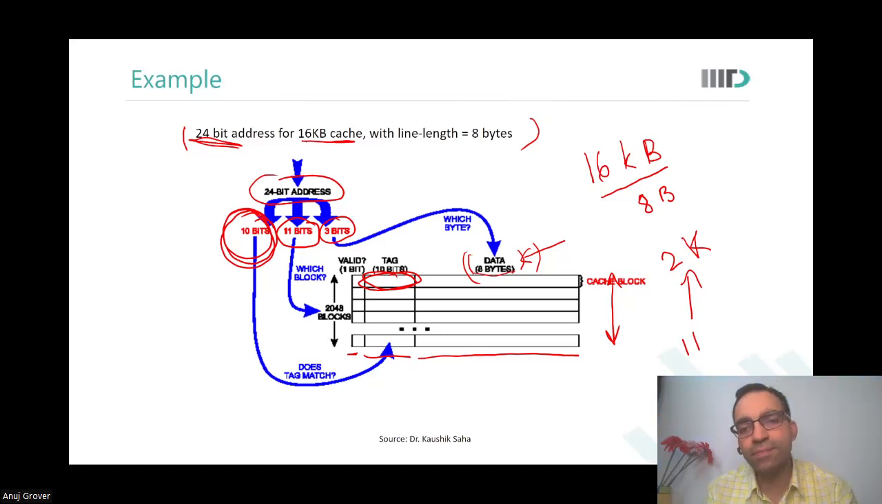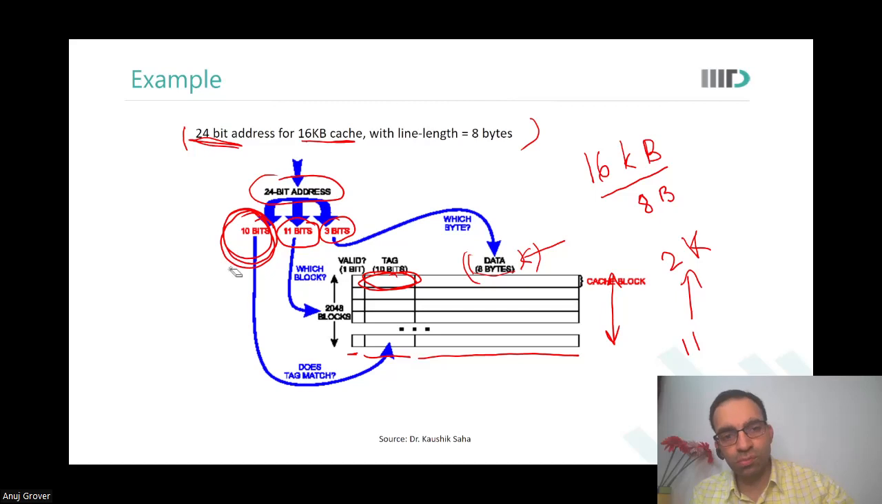Are you able to see this? Is the purpose of tag clear now? Raghav, you had a confusion regarding the purpose of tag. Is the purpose of tag clear now? So actually, I'm still processing. Actually, the bit splitting is just about it.